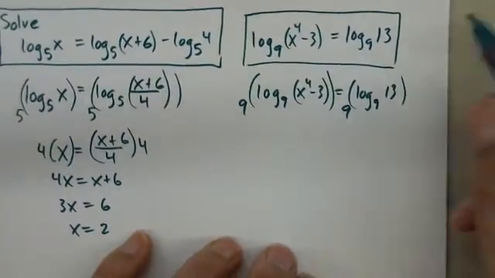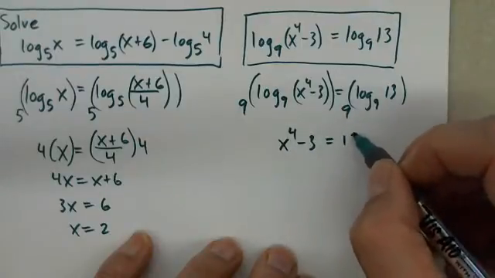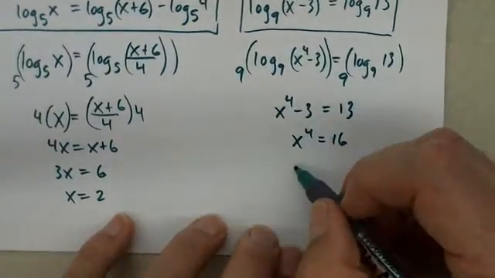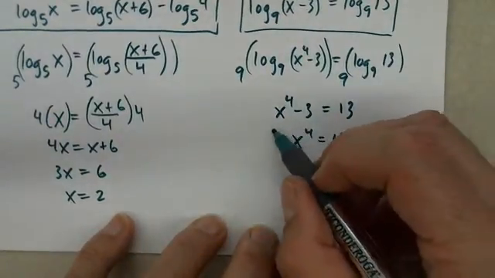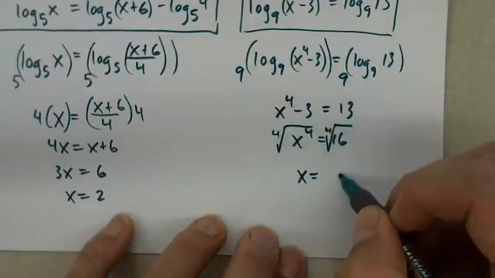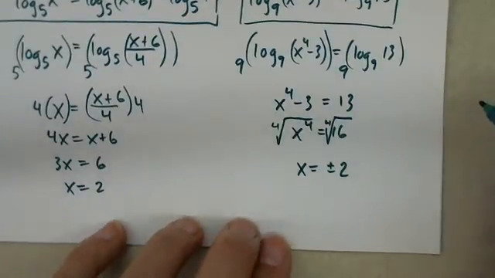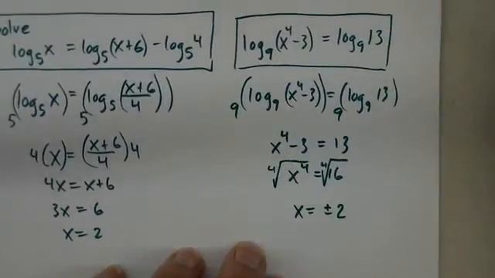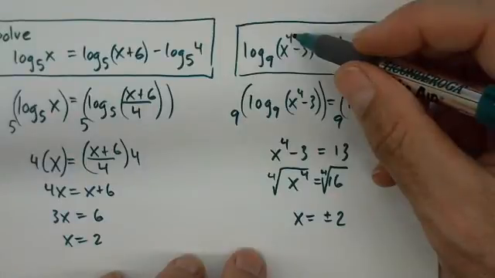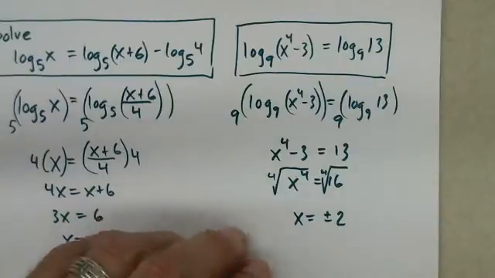Exponentiate with base 9 to cancel the logarithm. We'll do the fourth root. And both of those are solutions. They will both work up here because we're going to do the fourth power, so whether you put a positive or a negative there, it's still positive.